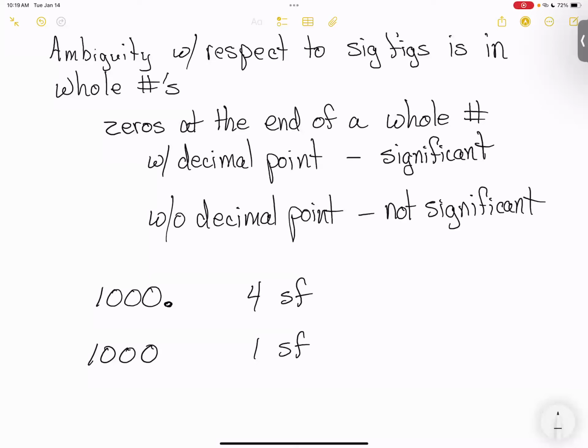The difference also, if we're looking at scientific notation, this one we would have to record as 1.000 times 10 to the third, whereas this one would just be 1 times 10 to the third, because again, the mantissa means all significant figures are shown.